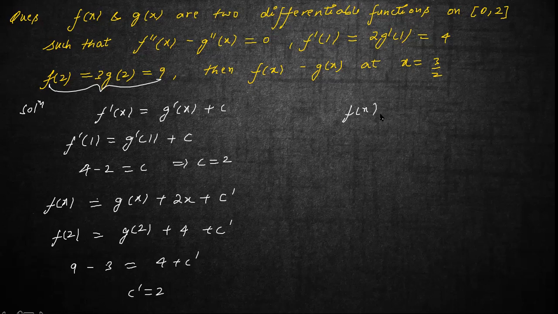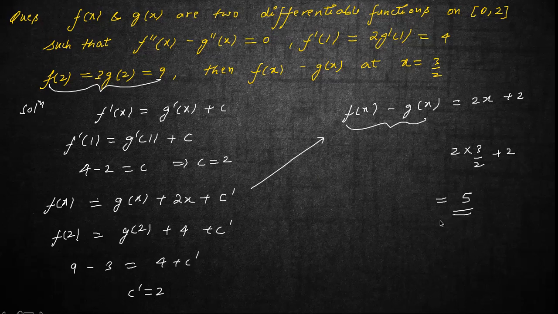So finally we have f(x) minus g(x) using this equation. f(x) minus g(x) is equal to 2 times x plus c dash, which is 2. So you just have to find out the value of this at x equal to 3/2. So 2 into 3/2 plus 2, that is going to be 5. This is the answer. It was a very simple question, a very basic question, right?